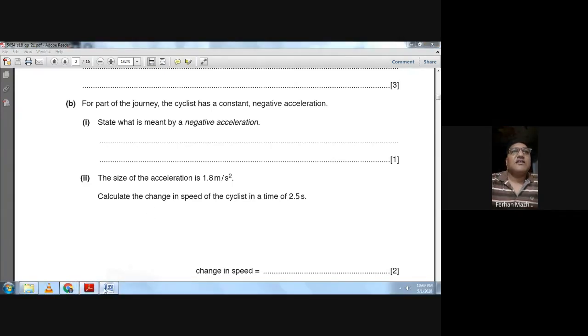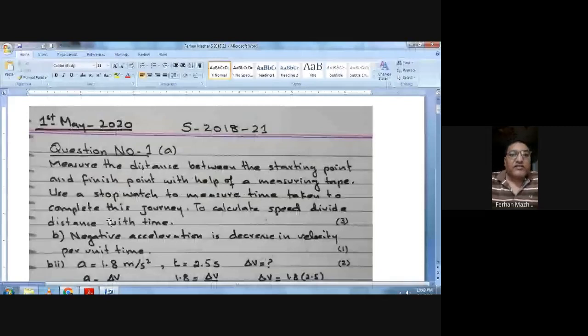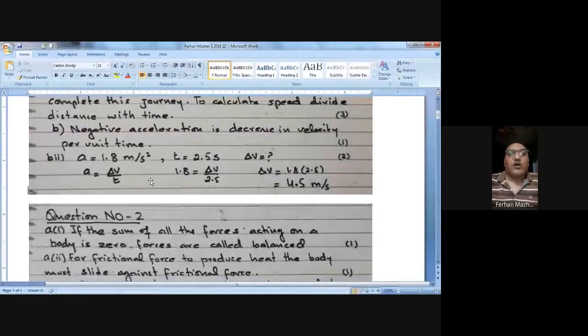I have done this. Negative acceleration has a proper name. We call it retardation. We also call it deceleration. Retardation, deceleration or negative acceleration means that the velocity is gradually decreasing. So negative acceleration is decrease in velocity per unit time. The proper definition is: negative acceleration, deceleration or retardation is decrease in velocity per unit time.